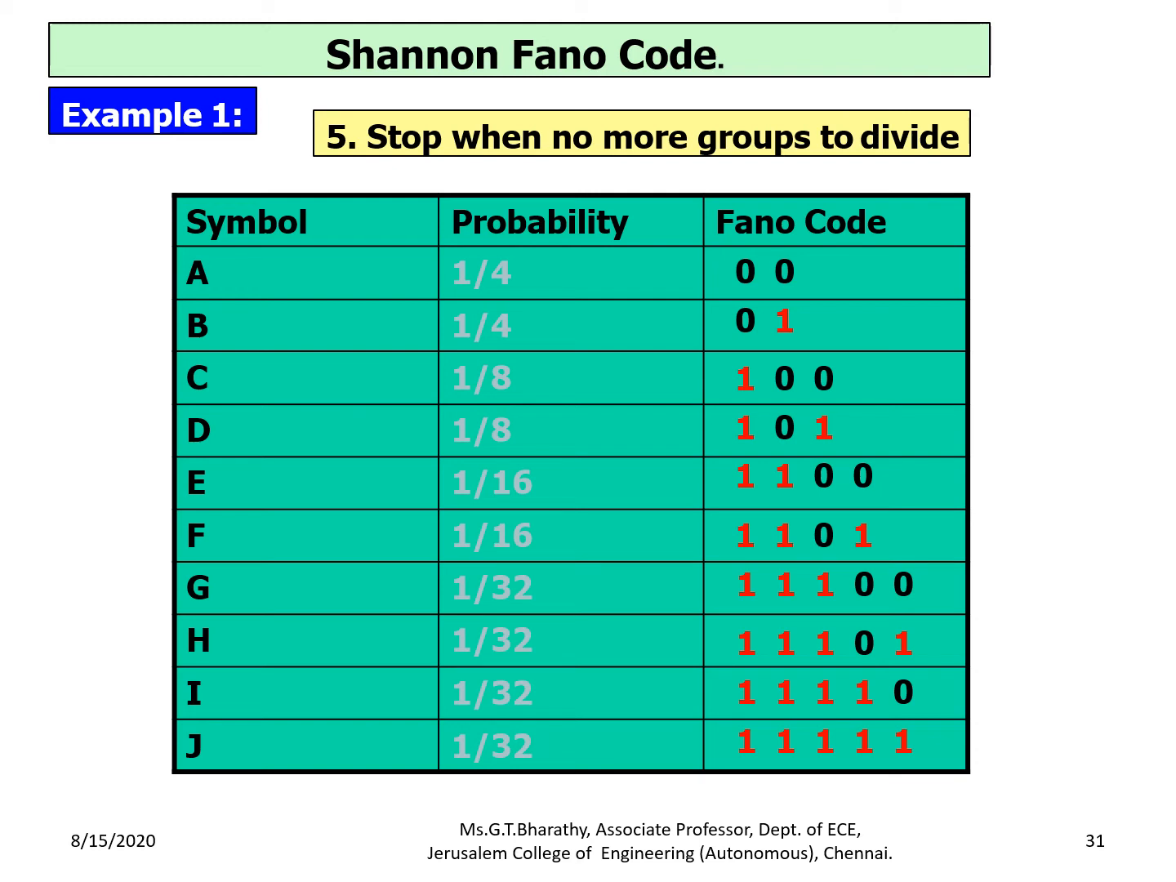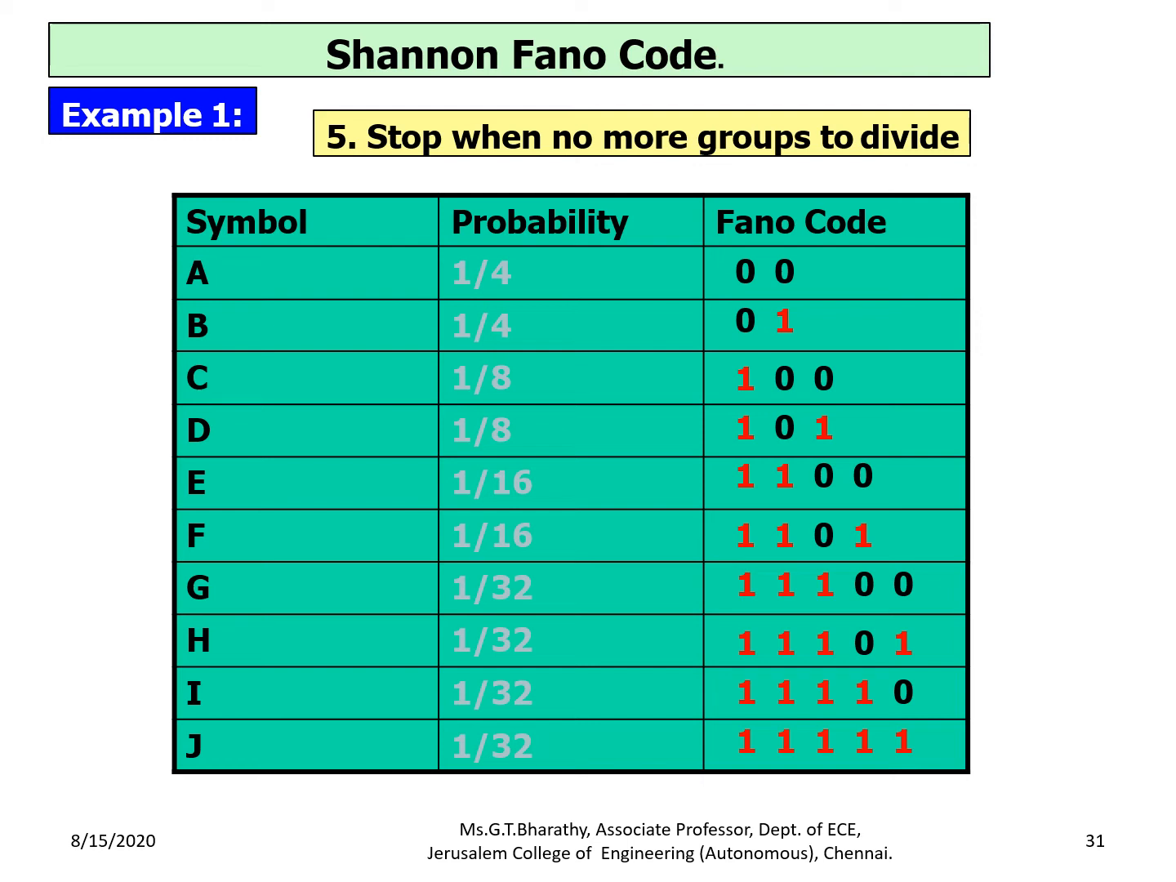So what is the code word for A? Code word for A is 0 0. Code word for B is 0 1. What is the code length here? The code length here is 2. Here the code word is 1 0 0. In Huffman we saw that we have to trace the path in the forward direction and write the code word in the reverse direction. But here you can straight away write the code.